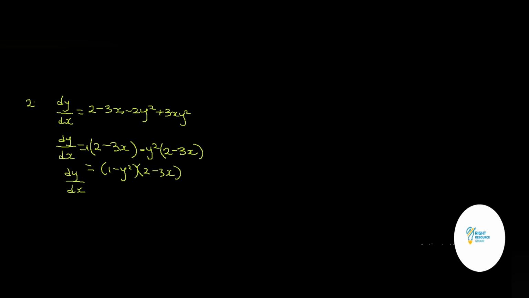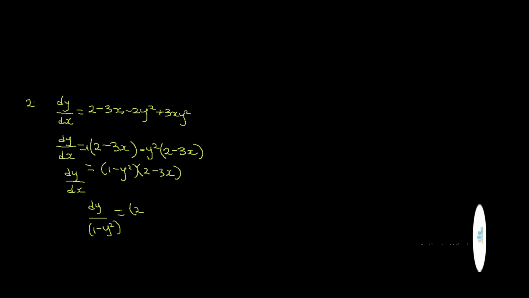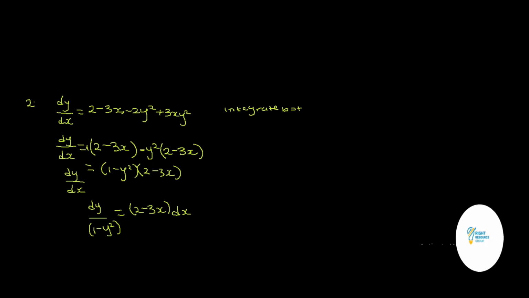We rearrange. The one that has y, you bring to one side, the one that has x, you bring to one side. So here we are just going to rearrange, and we'll have dy over 1 minus y squared equals 2 minus 3x dx. Yeah, we're finally here, though not done. After this, we integrate both sides. Integrate both sides.